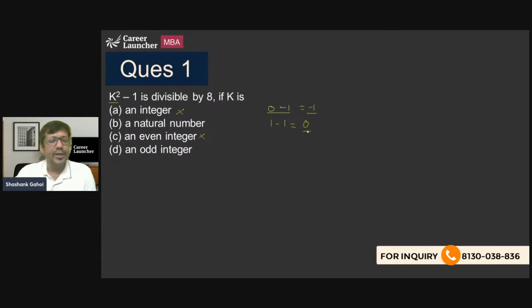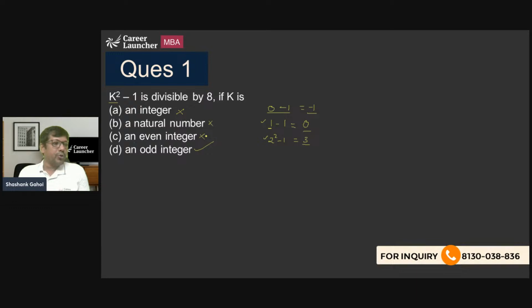Is 0 divisible by 8? Yes, 0 is divisible by every number except 0 itself. So this holds true. Let's put k equal to 2. 2 square minus 1 comes out to be 3. Is 3 divisible by 8? Definitely not. So for 1 it is true, for 2 it isn't. So k cannot be a natural number, and the third option is also false. So what should be my answer?